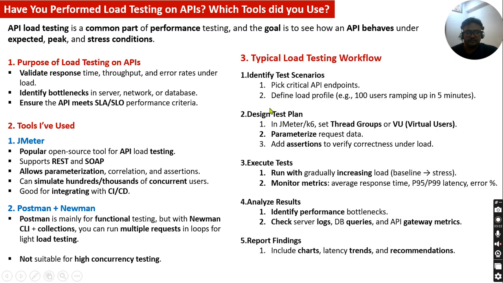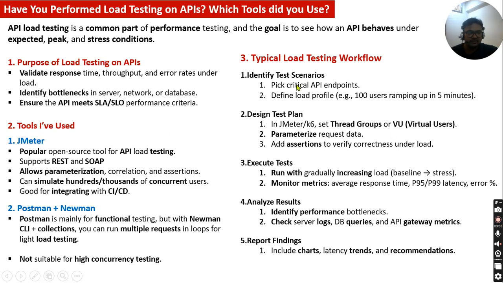Okay, then the typical load testing workflow. What are the different things you can perform? First, identify the test scenario. Pick the critical API endpoint and define the load profile, like you want to go with 100 users ramping up in 5 minutes, or 200 or 500 users in 10 minutes, something like that. Ramping is the terminology that you use in JMeter, right? You can define whether you want to increase the load on the API call or decrease the load.